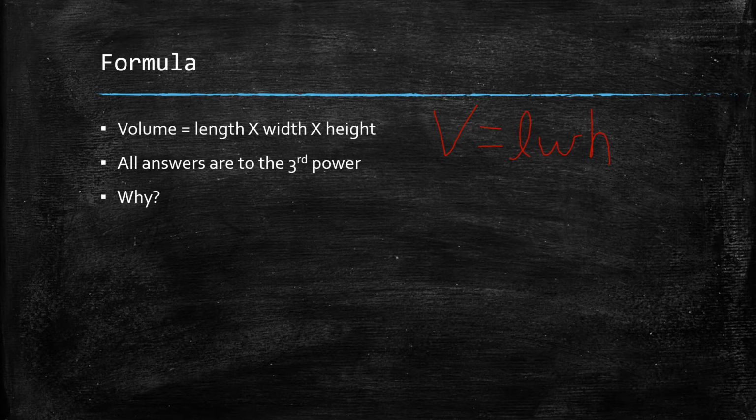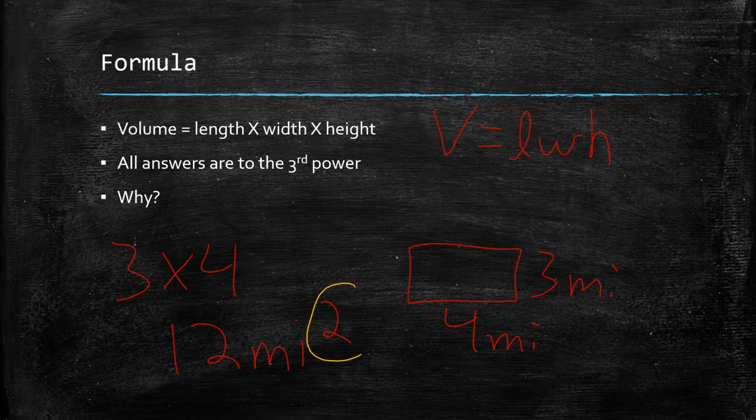For example, you had a rectangle. And so when you multiplied the two sides, let's say this is in miles, you had 3 times 4, so this is 12 miles squared. The reason why we squared it is because you multiplied two measurements. That tells you it's a flat shape. You only had the 4 and the 3, and so it's squared.